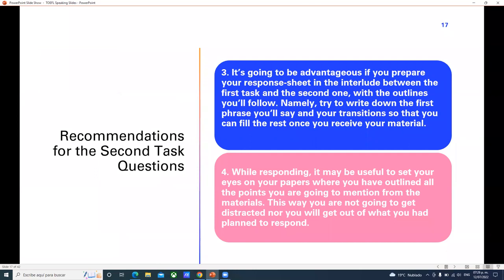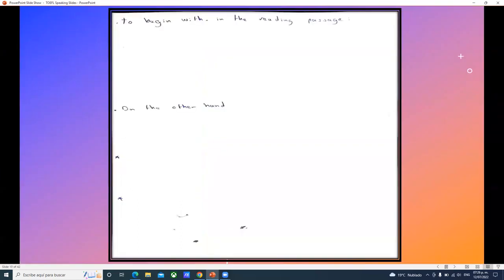It's going to be advantageous if you prepare your response sheet in the interlude between the first task and the second one, that is the one that we are, of course, learning about right now, with the outlines you'll follow. Namely, try to write down the first phrase you'll say and your transitions so that you can fill in the rest once you receive your material. What do I mean by this?